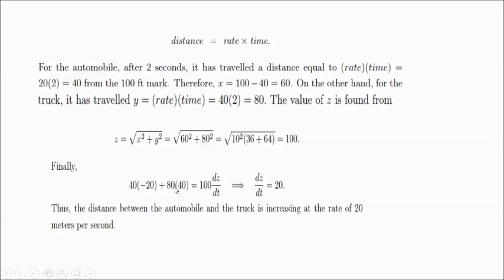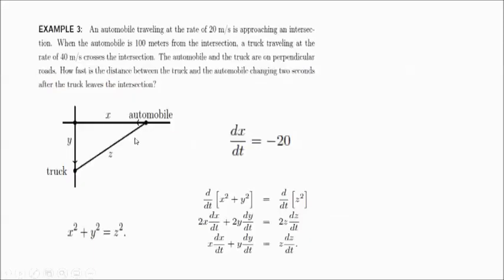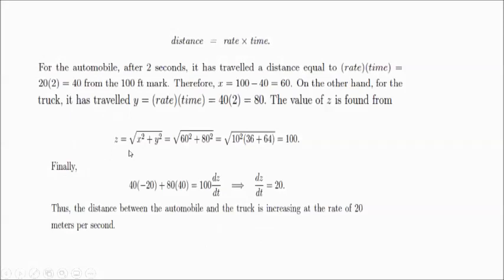So kapag kinompute mo yan, class, using your calcu or manually, we have dz over dt na 20. So ibig sabihin, class, yung distance between the automobile and the truck is increasing at the rate of 20 meters per second. Ito, class. Okay? So last example, class.